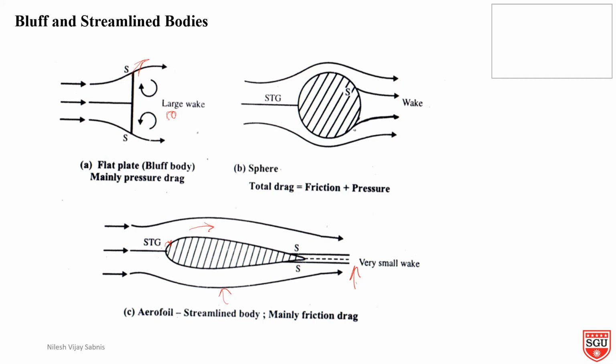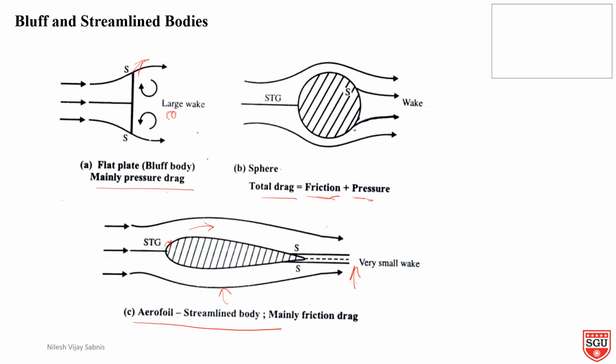A body may be streamlined at low velocities but may not be at higher velocities, and streamlined when placed in a particular position in the flow but may not be so when placed in another position. So here is the example. First is a bluff body, last is a streamline body, and a sphere where both the drags are present. Pressure drag is also present.